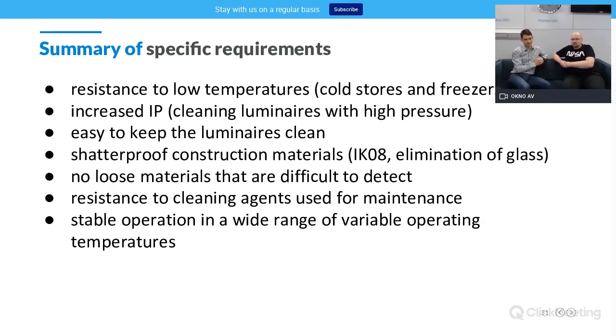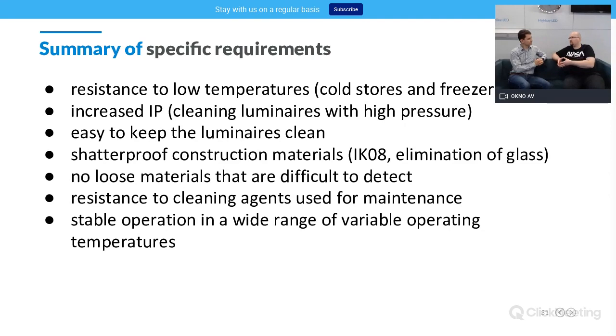Patrick, could you continue? So to summarize, what you should look for in products for the food industry. First of all, resistance to low temperatures for cold storage, freezers, chillers, etc. So temperatures below -20, sometimes even -30. The product must withstand these temperatures without becoming brittle. So it has to work properly in these conditions.